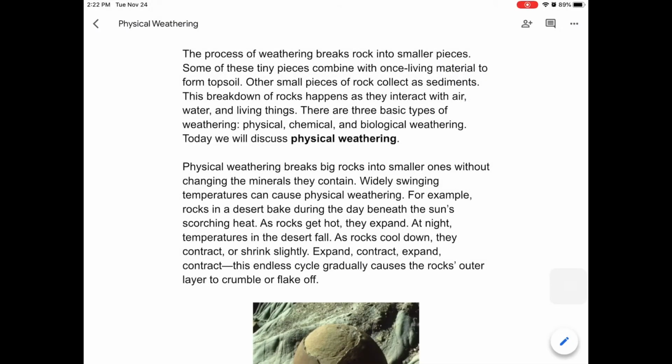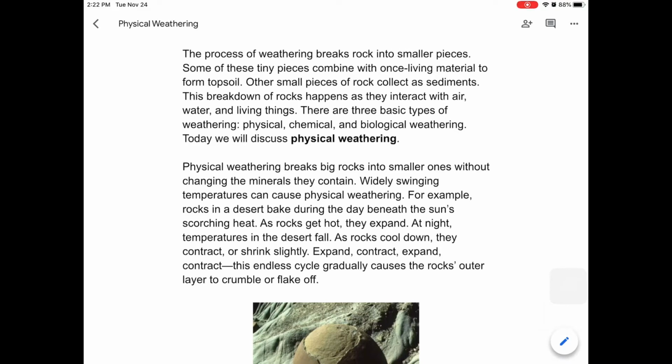So, your instructions are to answer the question, what is physical weathering, and give 2 examples. So, I'm going to read the text to you. Your only job is to use what I'm giving you to take notes. Okay? After you take notes, you'll take a picture, and then you will use your notes to answer the question, what is physical weathering, and what are 2 examples?